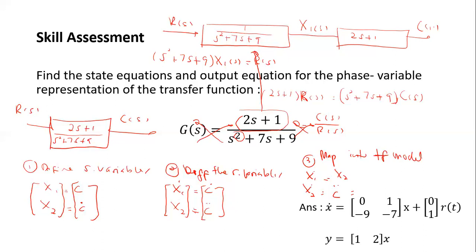So we will transform it into the time domain: X1 double dot plus 7 X1 dot plus 9 X1 equals R. So back to this step, what we are seeing here is that X1 equals C, so X1 dot equals C dot, and X1 double dot equals C double dot, right?